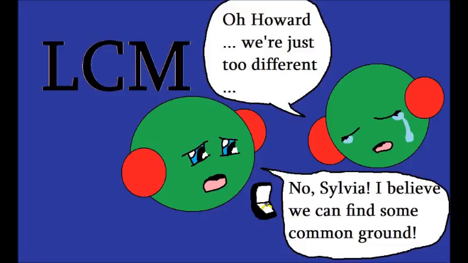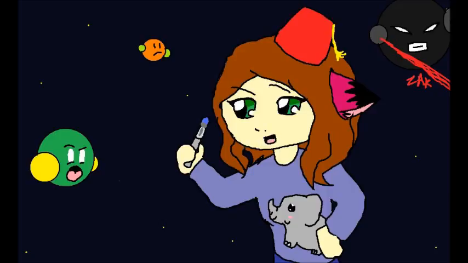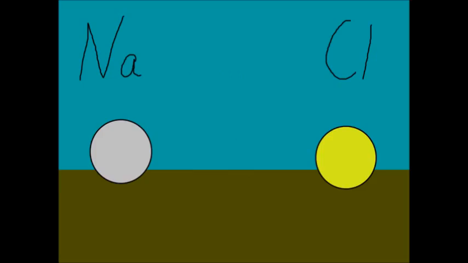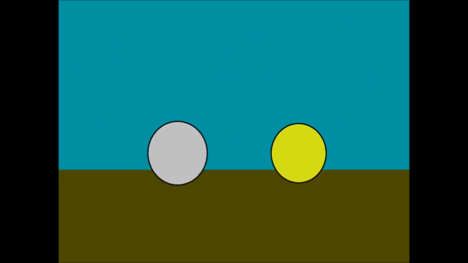And then we have LCM, which stands for least common multiple. And it's the lowest number both ions have in common. Alright, so what is an ionic compound? An ionic compound is exactly what it sounds like. More than one ion, a metal and a nonmetal, being pushed together to create a compound.